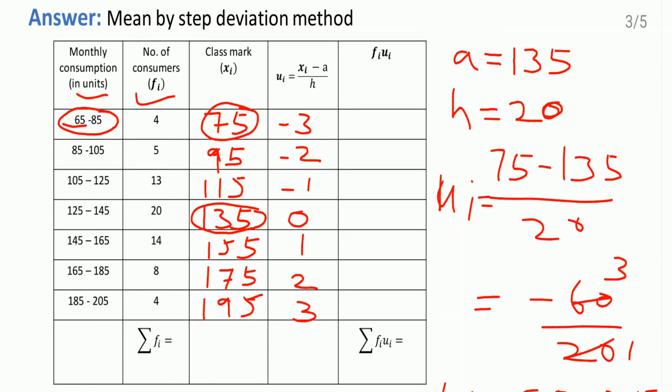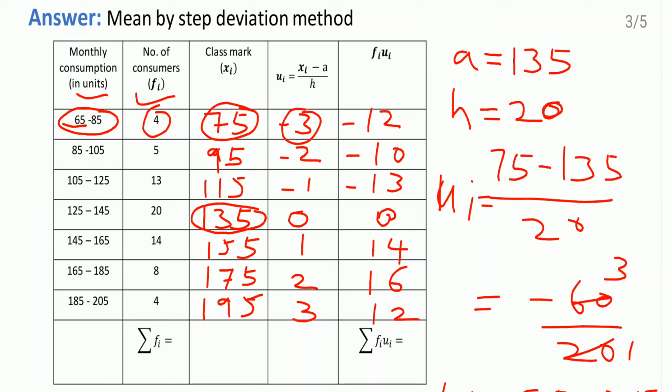Now fi ui, the product of these two numbers. So it is minus 12. 5 into minus 2 is minus 10 here. 13 into minus 1 is minus 13. This is 0. Then 14 into 1 is 14 here. 8 into 2 is 16 here. 4 into 3 is 12 here.